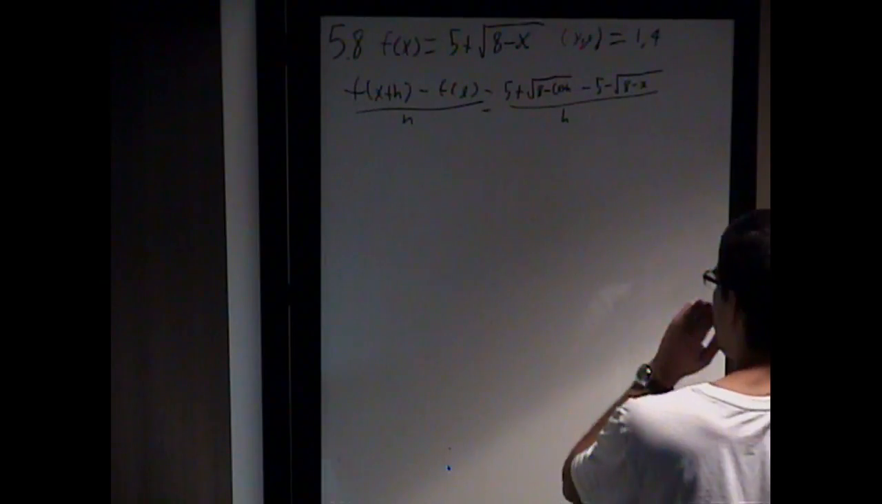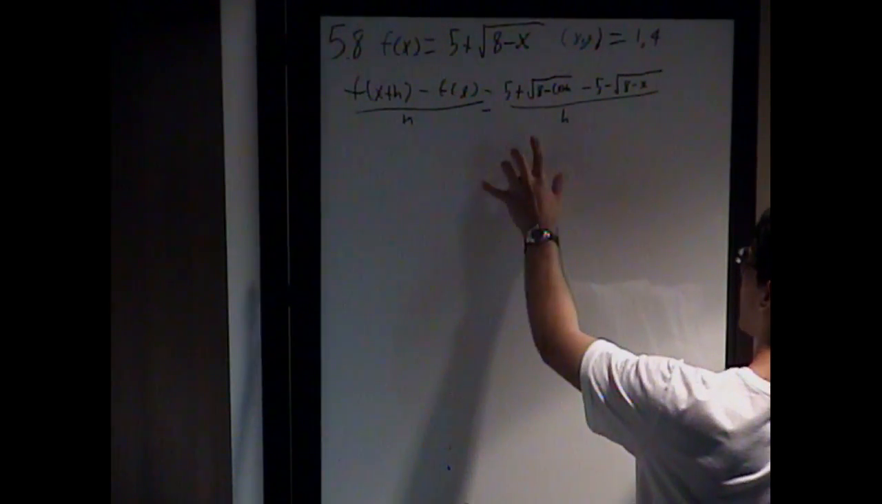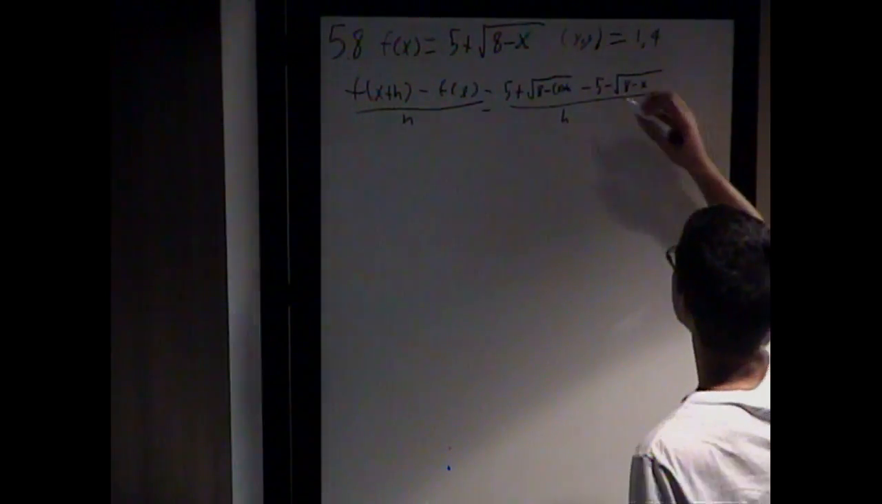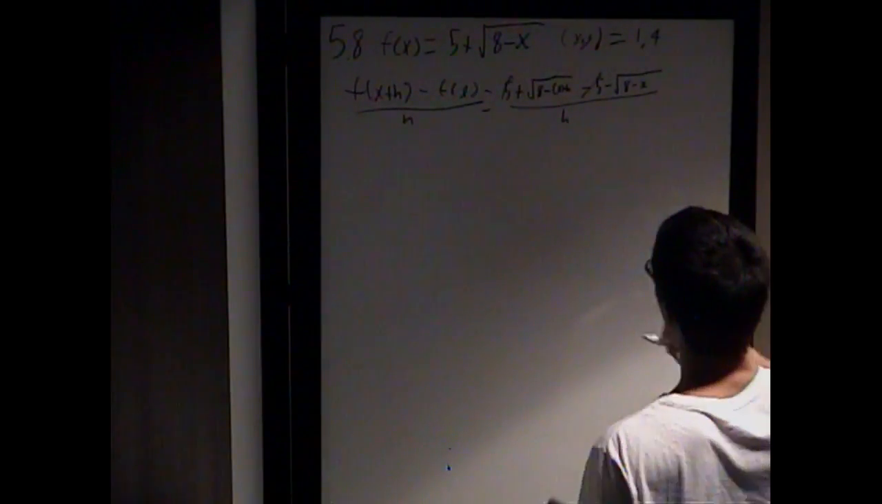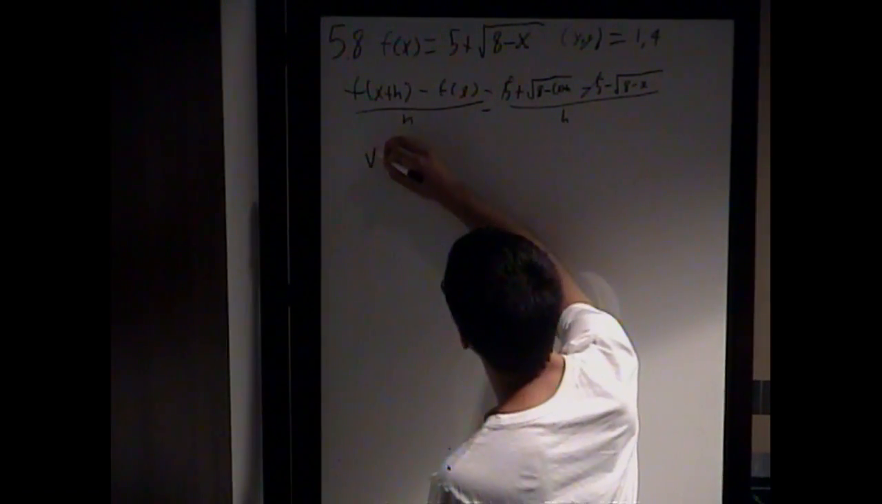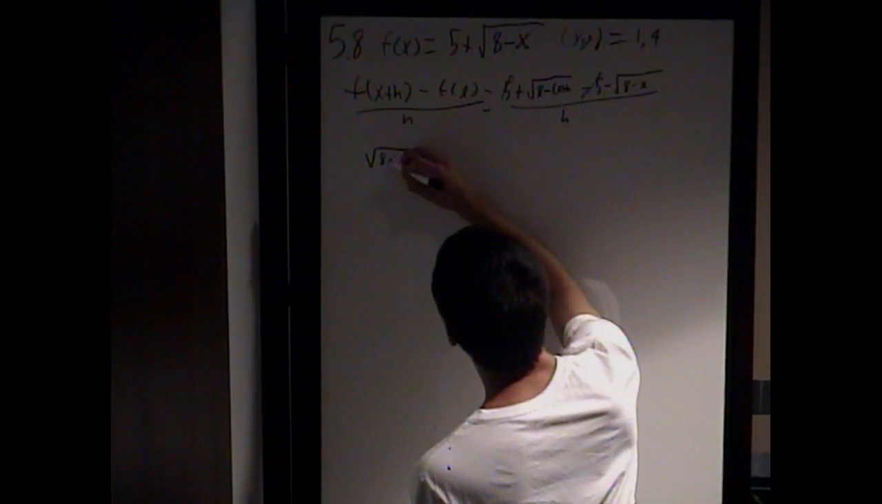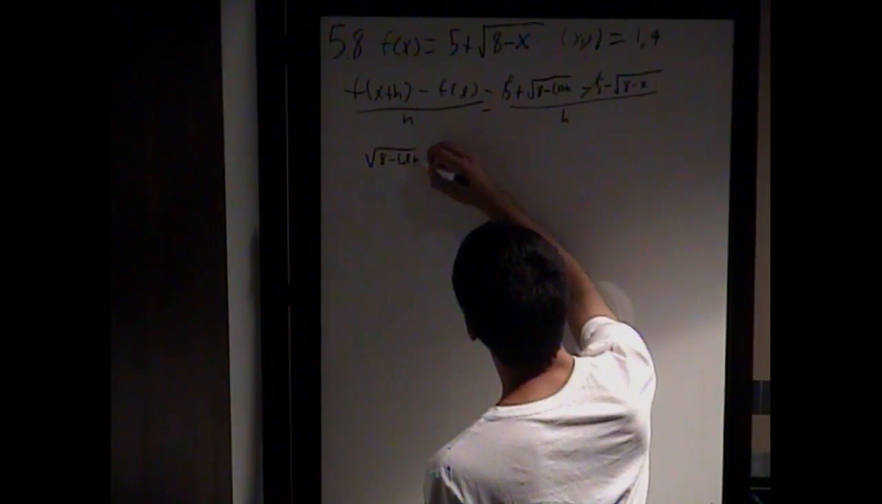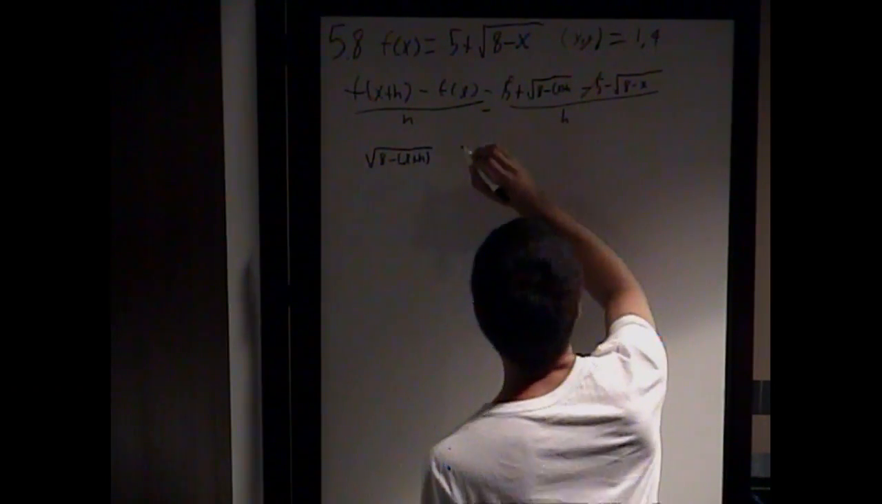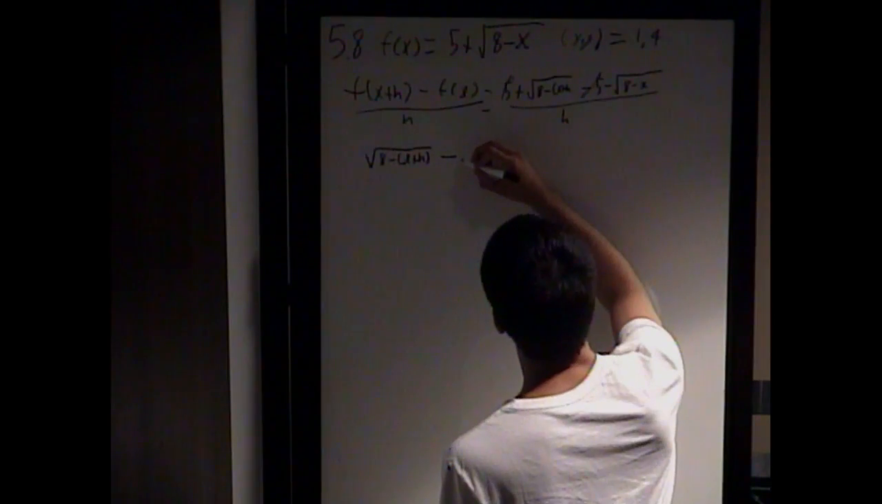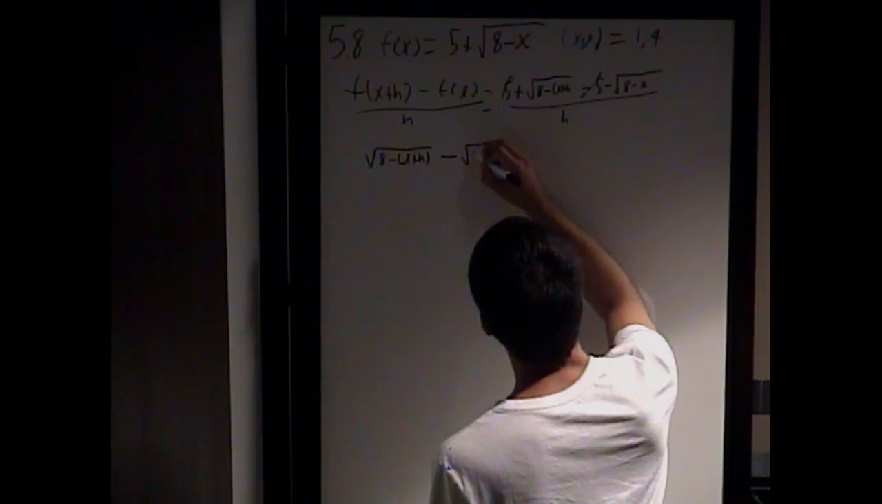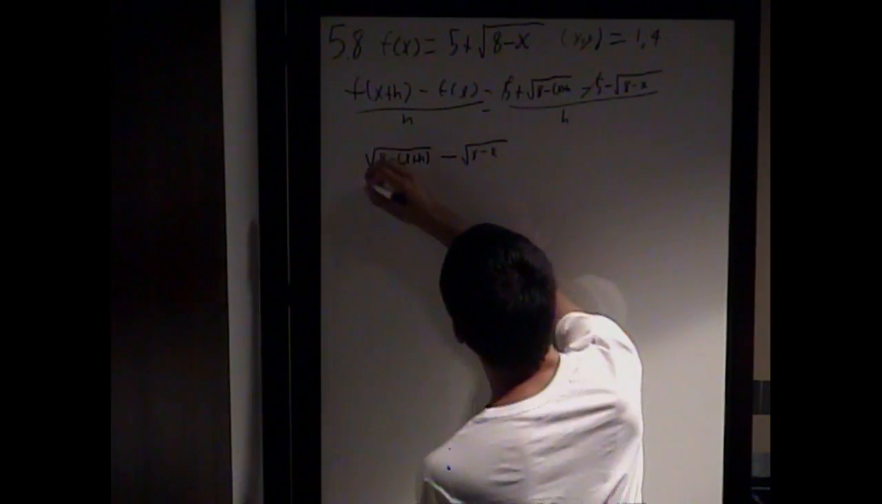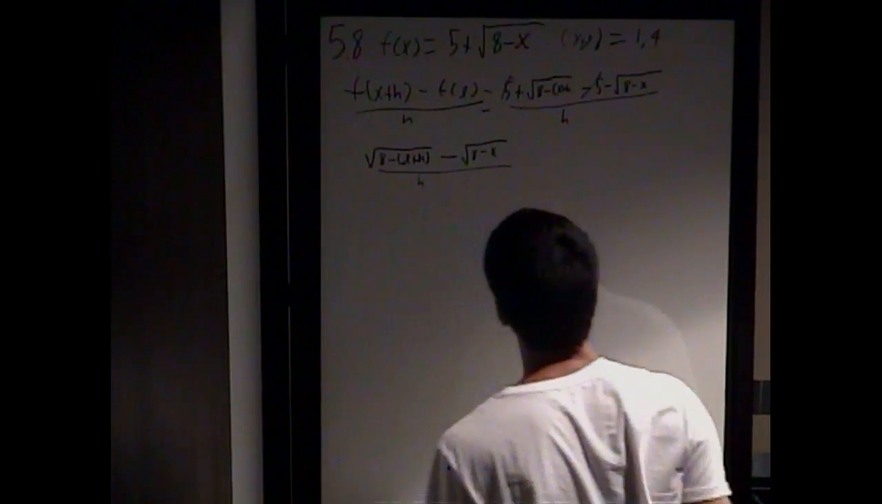Now, we need to simplify this, and we can because we can eliminate these 5's, and so that we're left with the square root of 8 minus x plus h minus square root of 8 minus x over h.